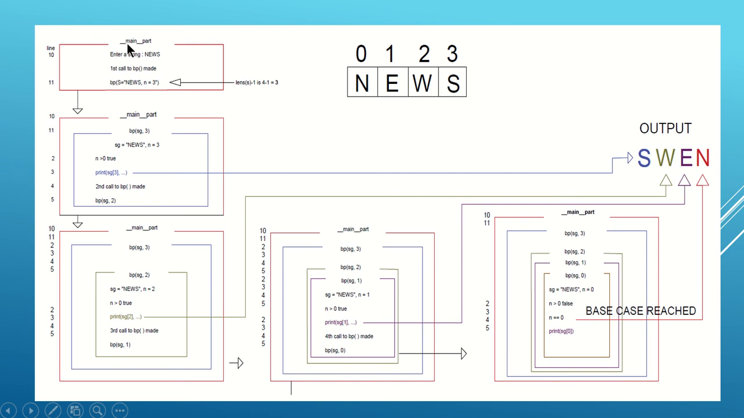Okay, so in the main part, what you have is, enter a string, and then there is news. The value that I have given, news, is the string that I have entered. After that there is a statement, BP, which is nothing but the function name which was given. So this is the function name, and then the string is news, and then n value is 3.